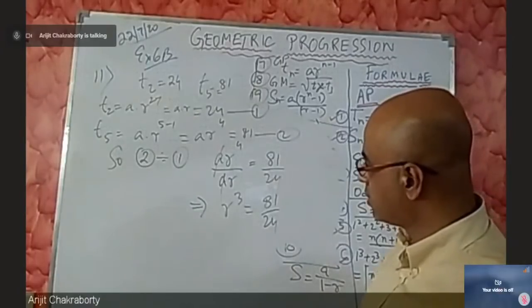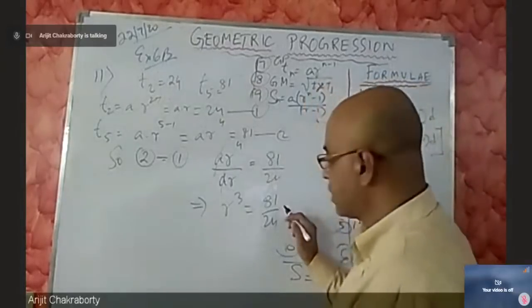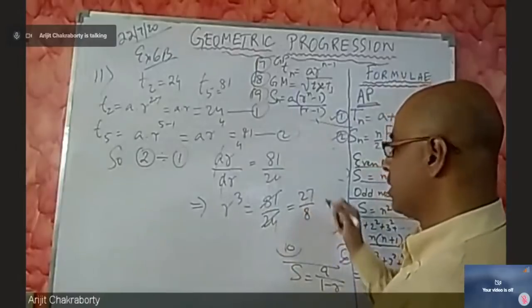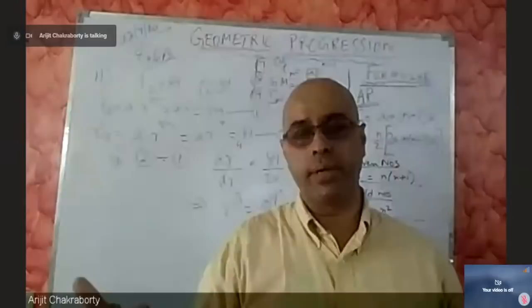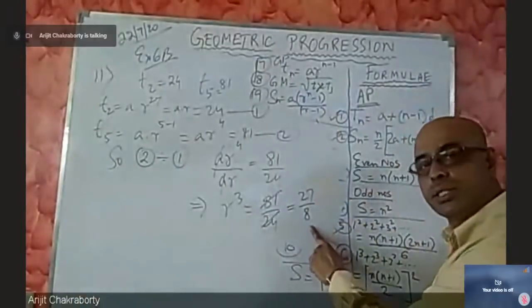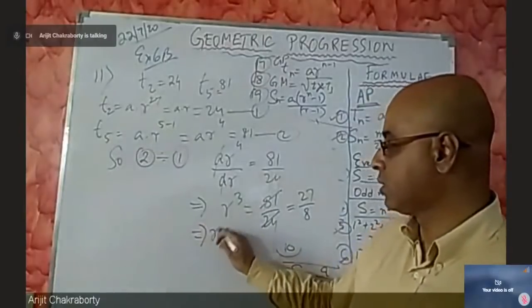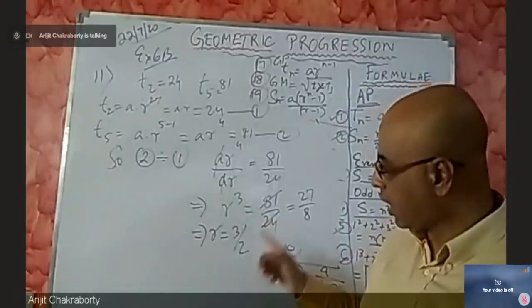What is r? I think we can cancel by 3. So 3 8s are 24 and 27, so 27 by 8. Now 27 is 3 into 3 into 3, that is 3 cube. And 8 is 2 into 2 into 2, 2 cube. So r is equal to 3 by 2. So we have got r.